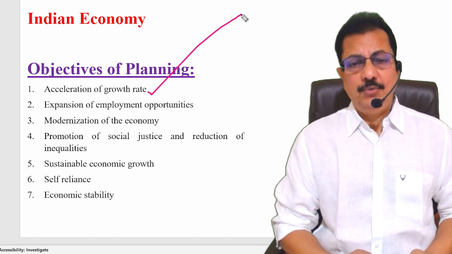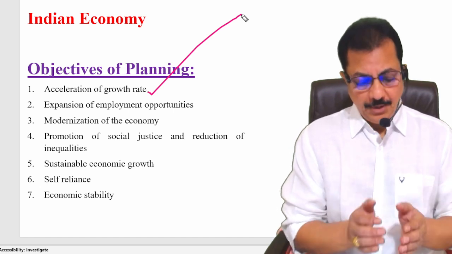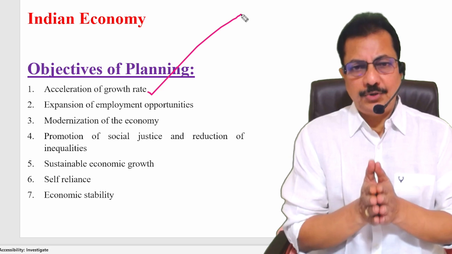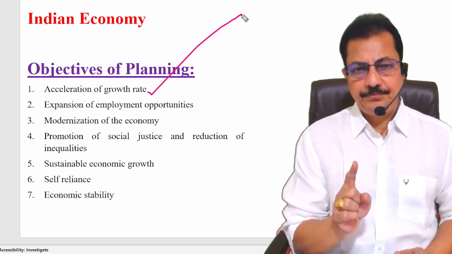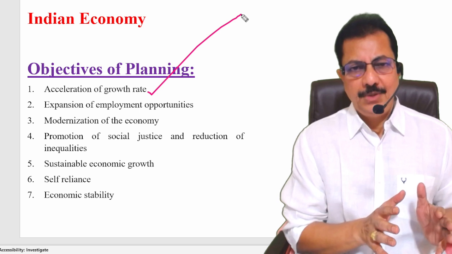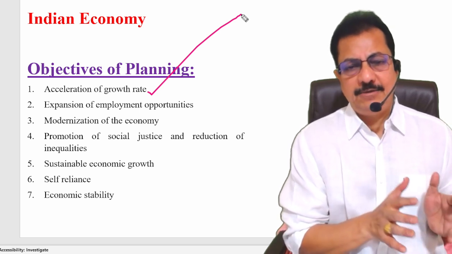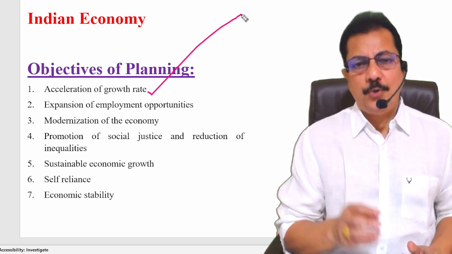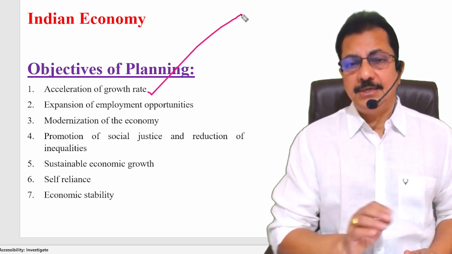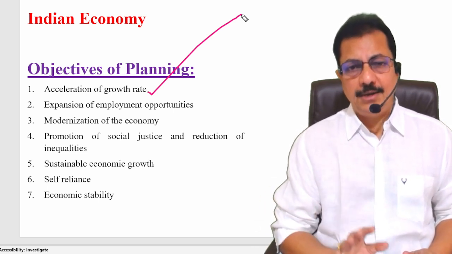This is what we have understood in the earlier class. Before 1947, the economic growth rate was just 1%. And this was all because of the British rule. Especially the last phase of the British rule spoiled the Indian economy like anything. And a mere 1% is not sufficient for any country like India.